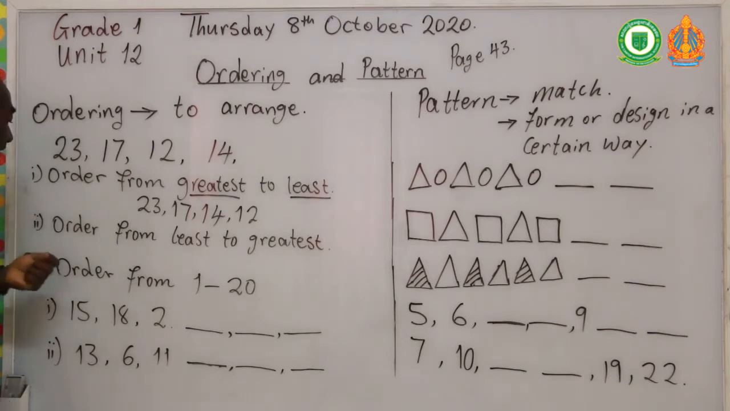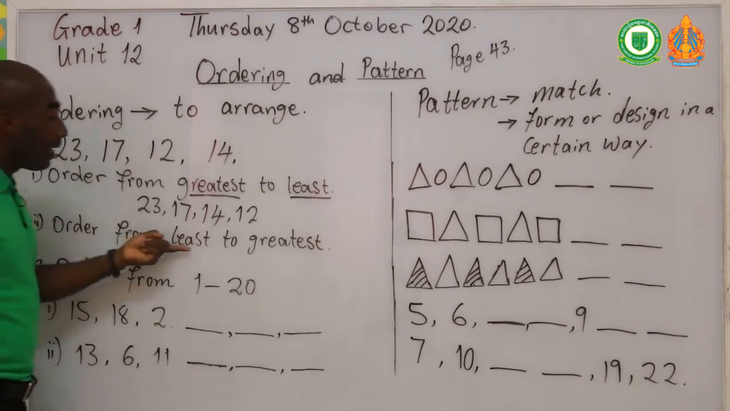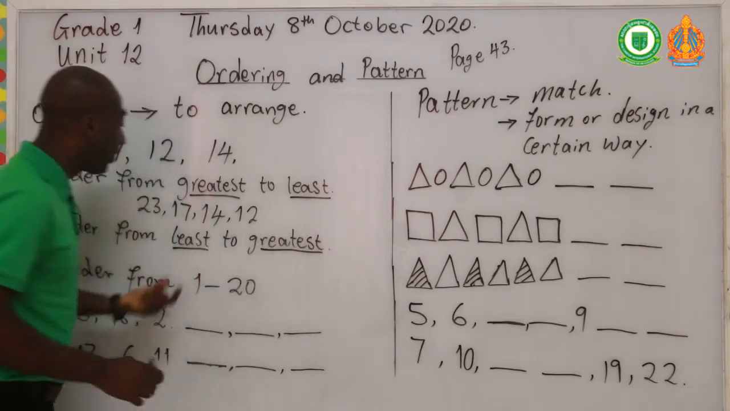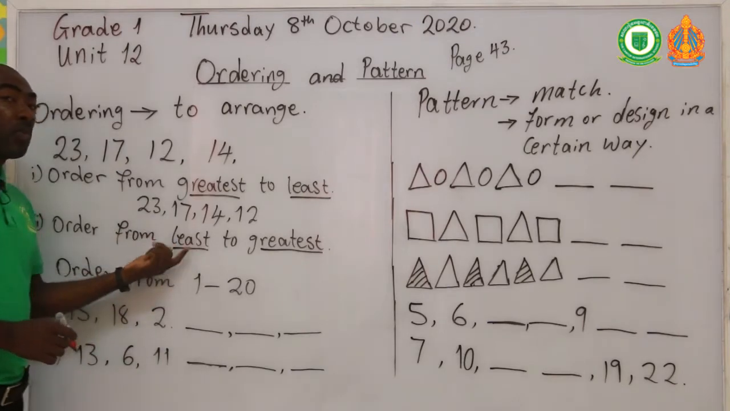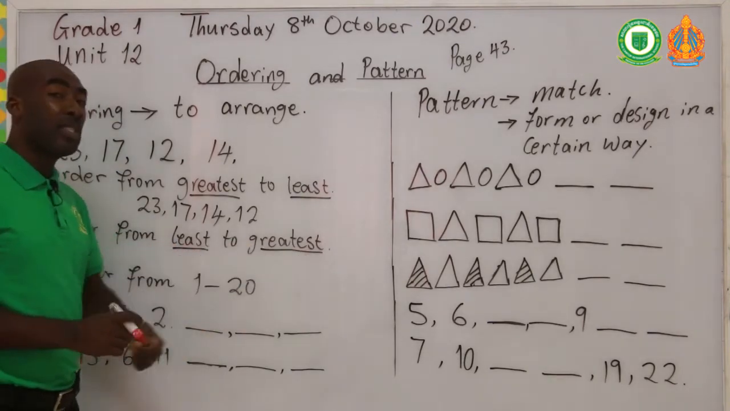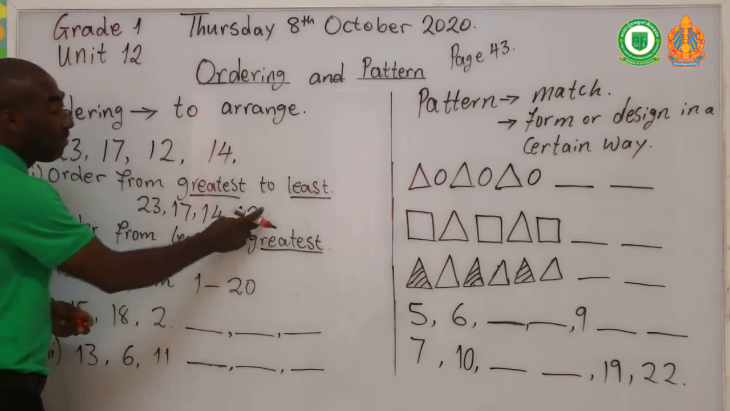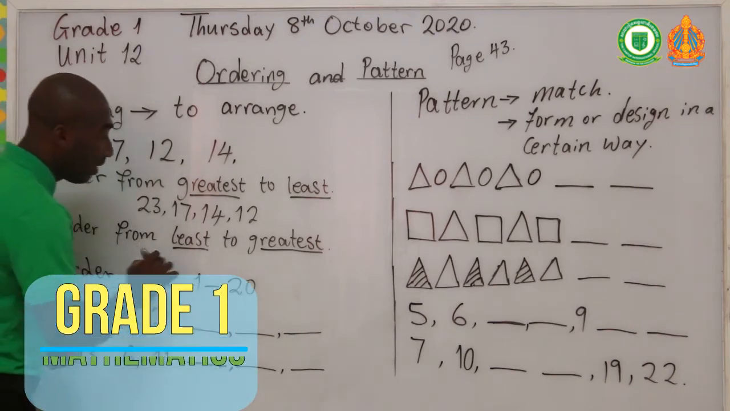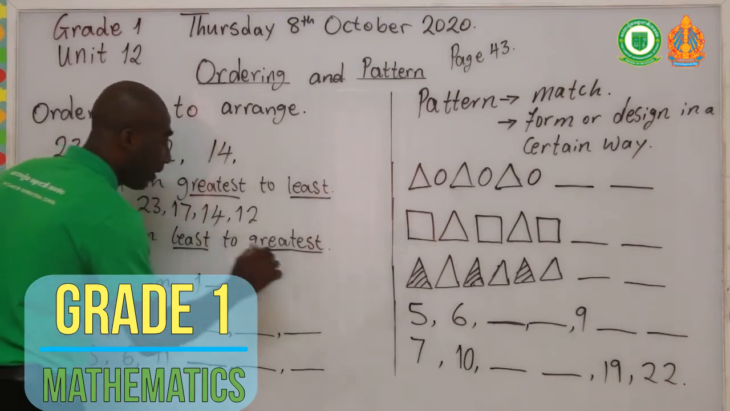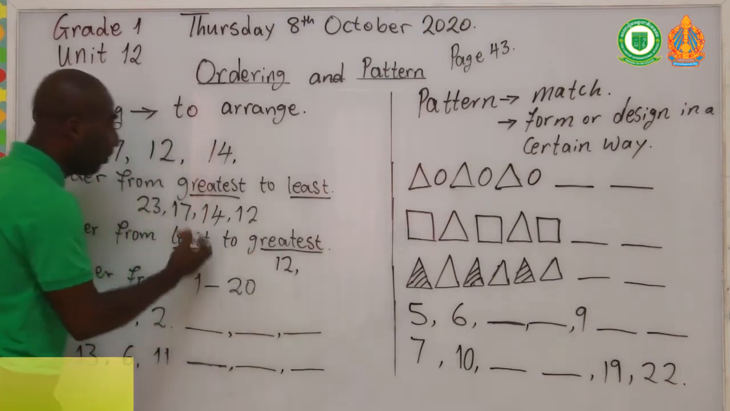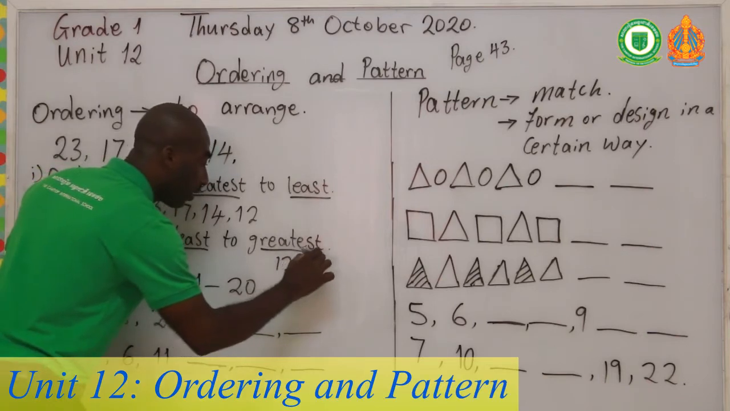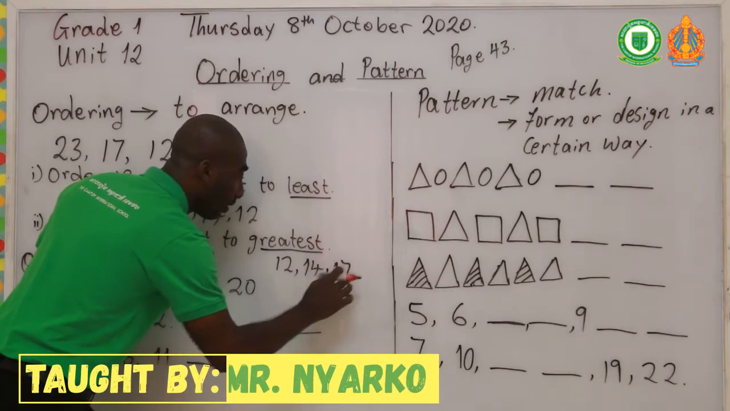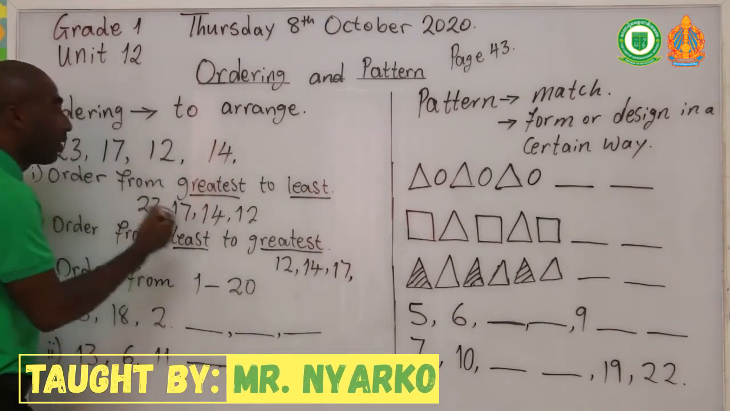Okay, let's look at our second instruction. It says we should order from least, okay, to greatest. So that means we have to start our arrangement from the smallest one, and then we get to the biggest one. Okay, so it's just like we're starting from the back of this one up to the front of it. So we can say, we write it here so that we can see it very well. Okay, so we start with 12, and then we go with 14, and then we go to 17. Okay, and then the last one is going to be 23.